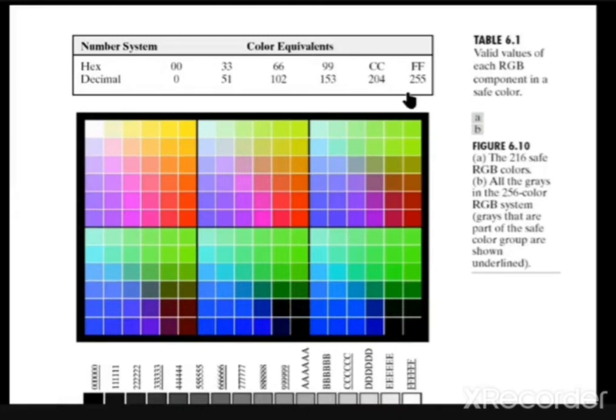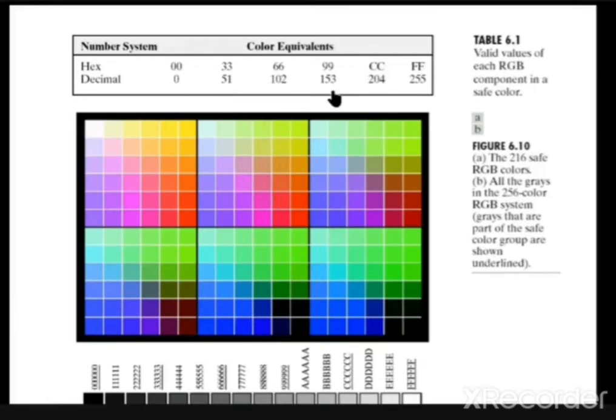As I discussed, we have to generate a total of 256 colors, right? Out of 256, 40 are generated by the operating system independently. However, 216 colors are produced by combining R, G, and B with these values. That's why we get 6 raised to 3 number of colors, which is 216.